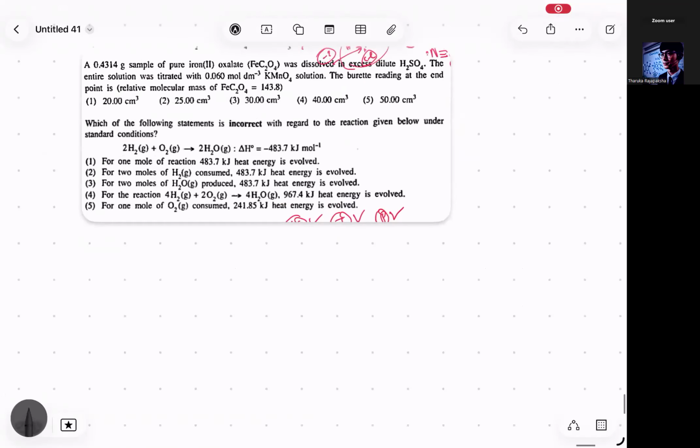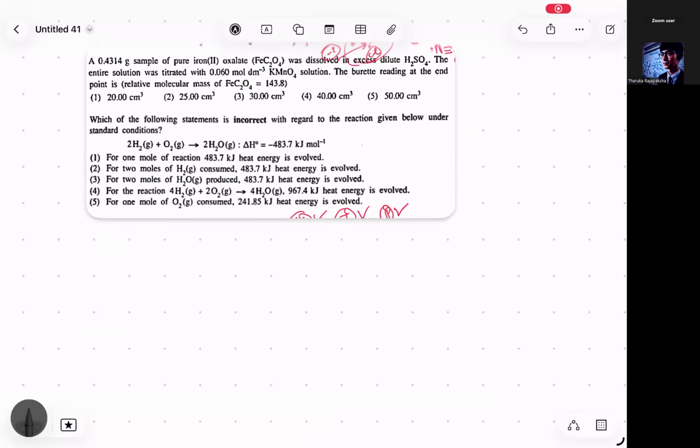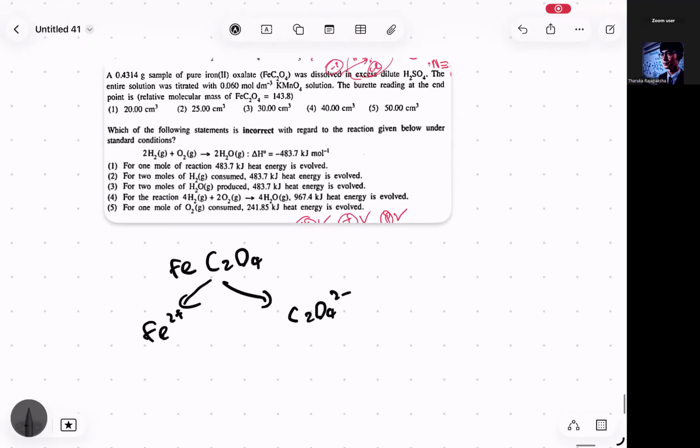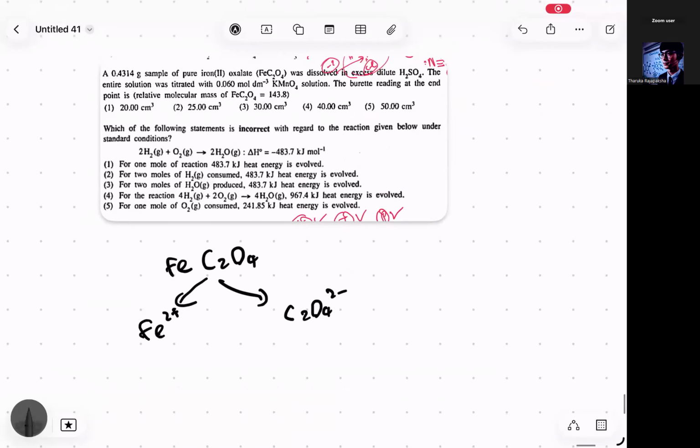0.4314 grams of pure iron oxalate, FeC2O4. This reaction is very important because there are two ions, and both of them will undergo reaction: oxalate as well as Fe2 plus. It was dissolved in excess dilute H2SO4, so the reaction medium is acidic. The entire solution was titrated with KMnO4. The burette reading at the end point was given.